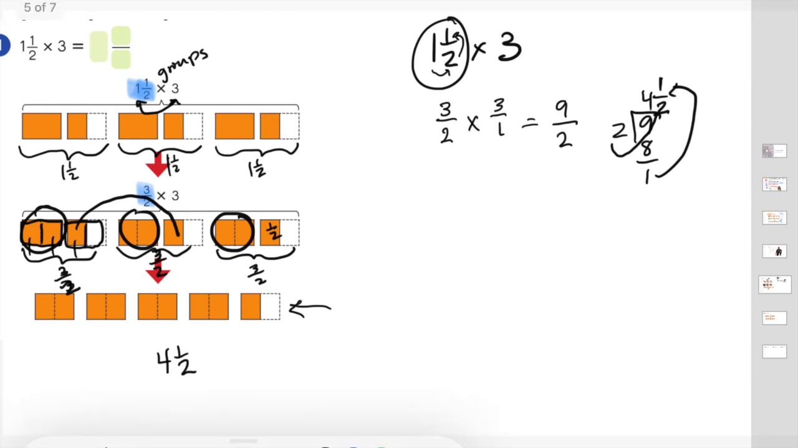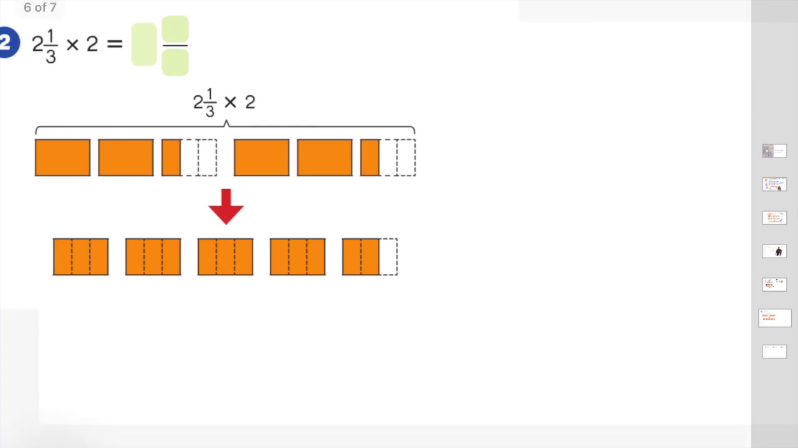and the leftover part becomes our numerator, and the divisor becomes our denominator. So 4 1/2 is the product, 4 1/2 is the product of 1 1/2 times 3, or 3 groups of 1 1/2.